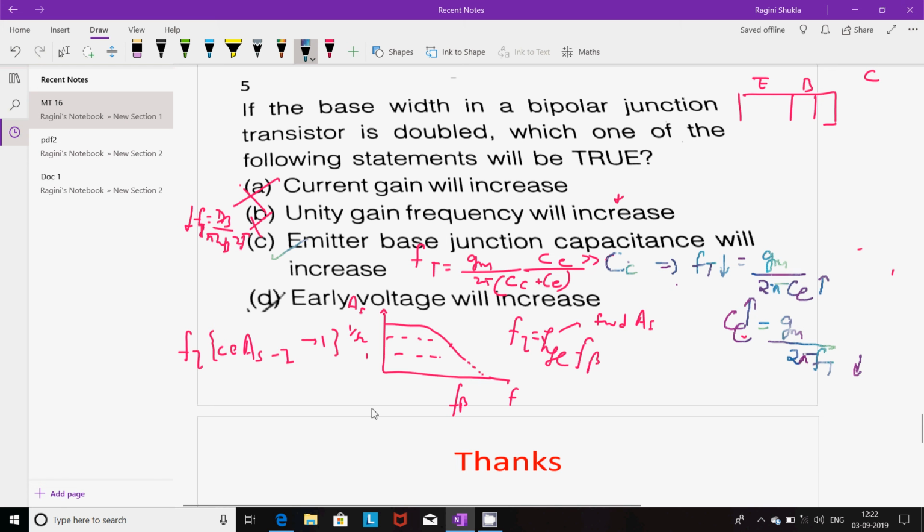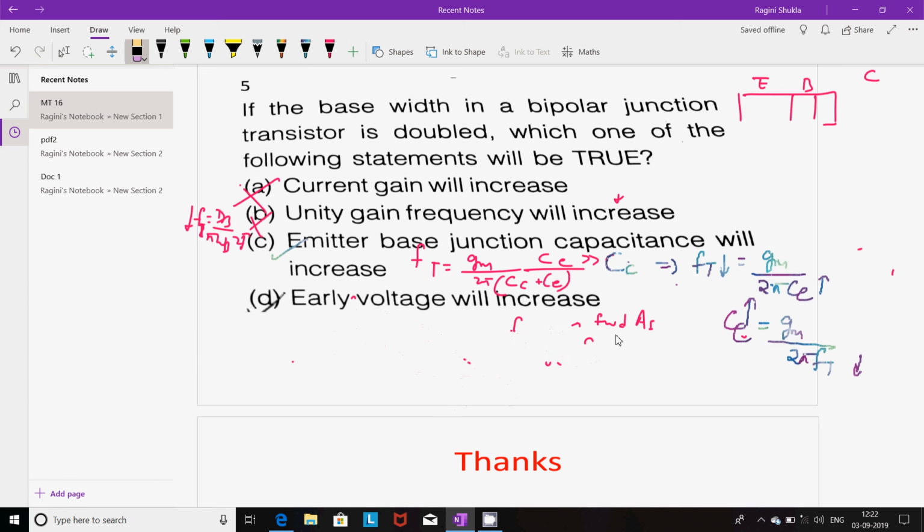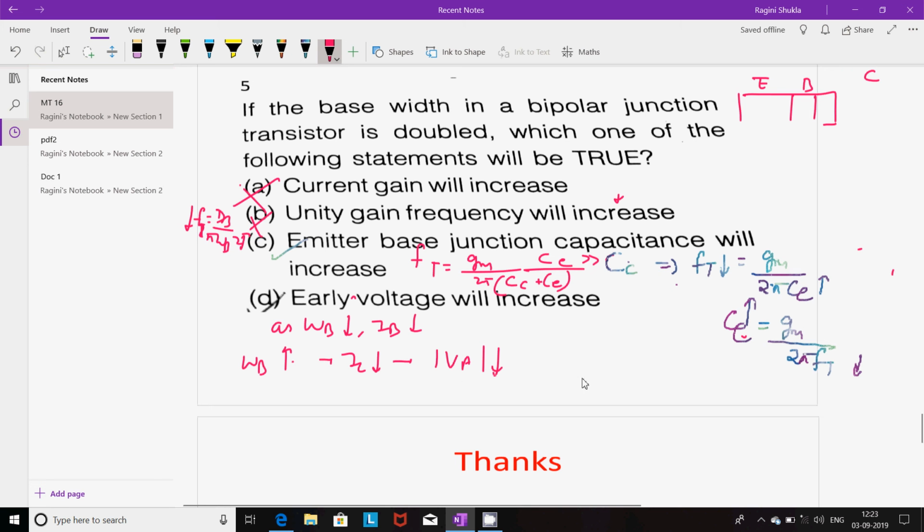Early voltage will increase. This is a wrong statement, because we can also say that as base width reduces, then IB reduces. But here, as base width is increased, IC will be reduced, which implies that the early voltage will reduce. Early voltage means the collector to base junction voltage. If the reverse voltage is increased, then the equivalent base width reduces because IC increases.